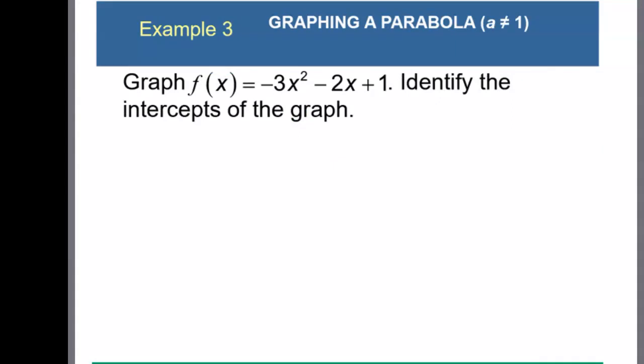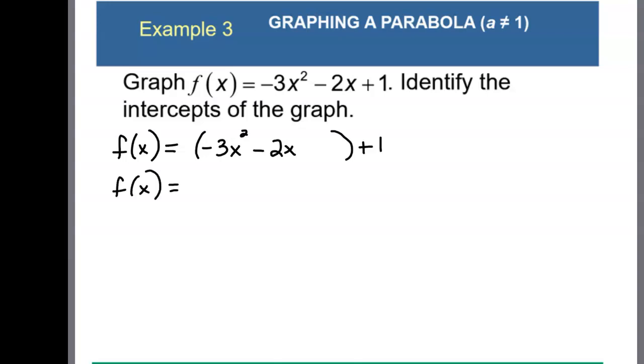Okay, and so now let's look at how to graph by completing the square when we have a coefficient on our quadratic that's other than 1. So here we are going to group our quadratic and linear terms as we did before. We leave our constant out there to the side. Now what we're going to do is factor out that negative 3. So we have negative 3 times x squared plus 2/3 x plus 1.